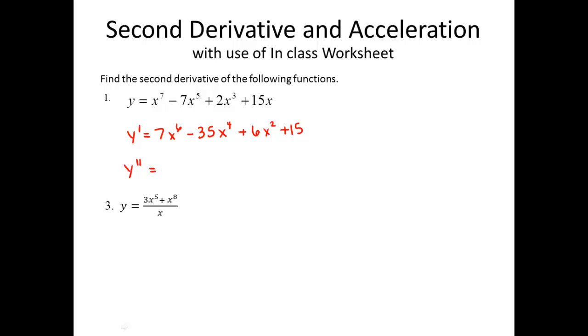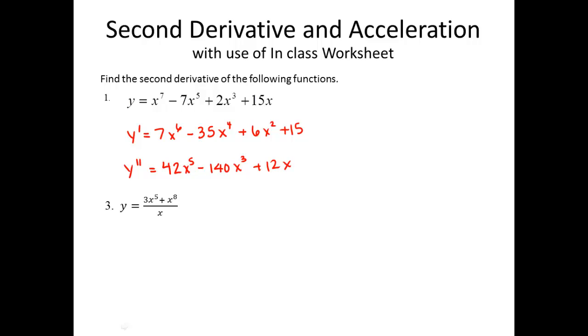That's not an 11, and you cannot write a 2. We write it as double prime. It kind of looks like apostrophes. So now I'm going to use the power rule. So 42x to the 5th minus 4 times 35 is 140x cubed plus 12x.